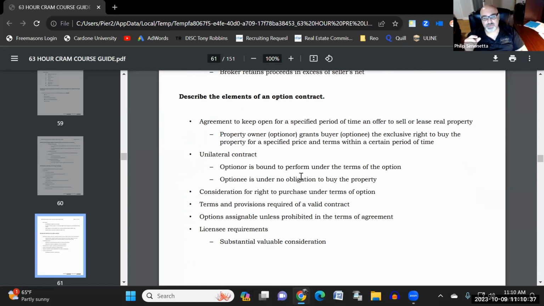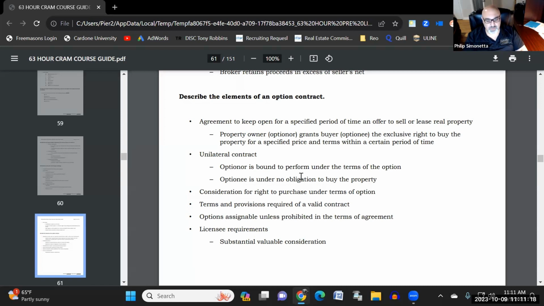Next, we need to be able to describe the elements of an option contract. Okay. An option contract is an agreement for the seller to keep open for a specific time an offer to sell or lease real property. The property owner is the optionor, and they grant the buyer, the optionee, the exclusive right to buy the property for a specified price and term within a certain period of time. Okay. It's a unilateral contract.